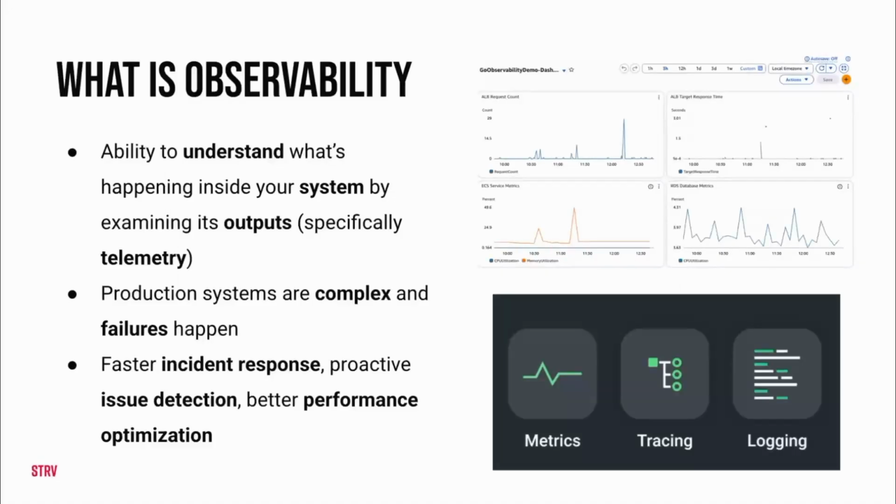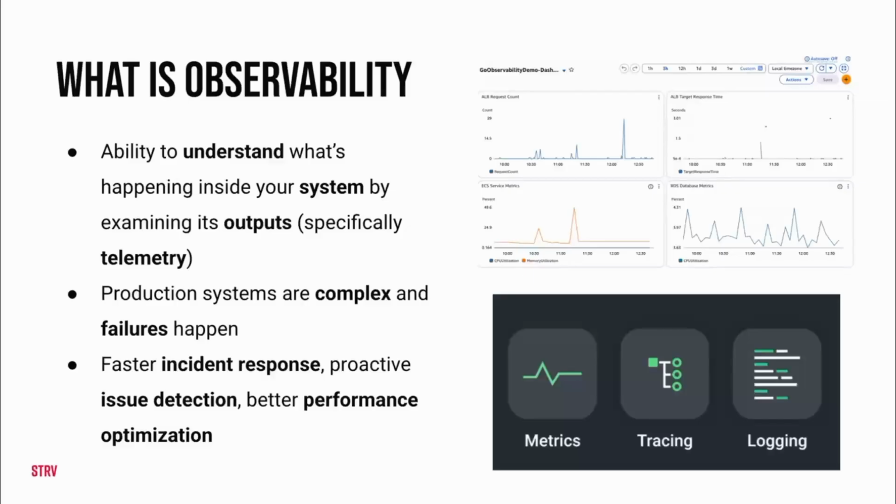So just very briefly, what is observability? It's an ability to understand what's happening in your system. In our case, it's a backend app, by examining its outputs, specifically telemetry, which is mainly logs, tracing, and metrics records.